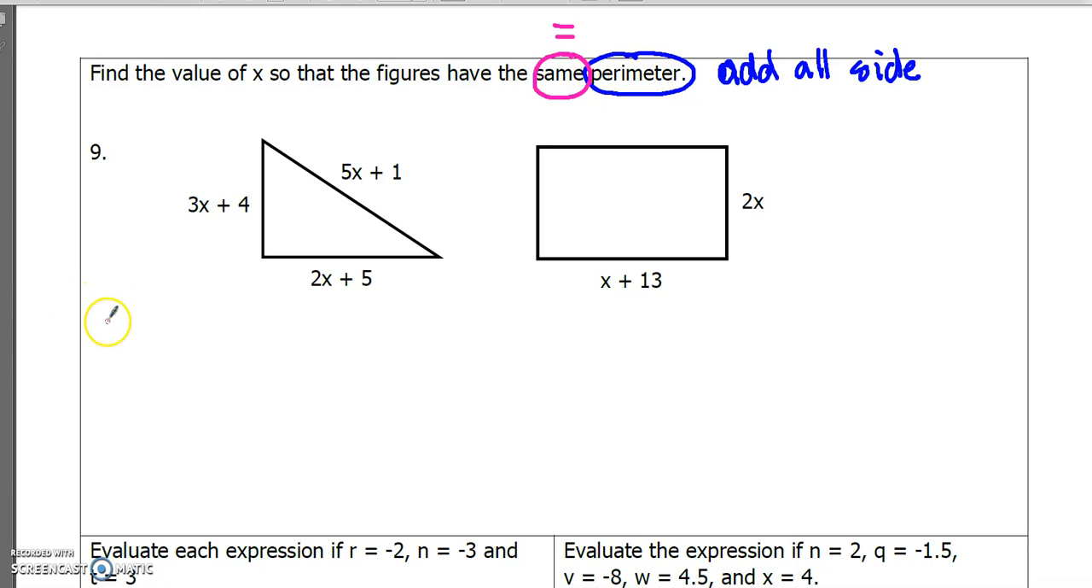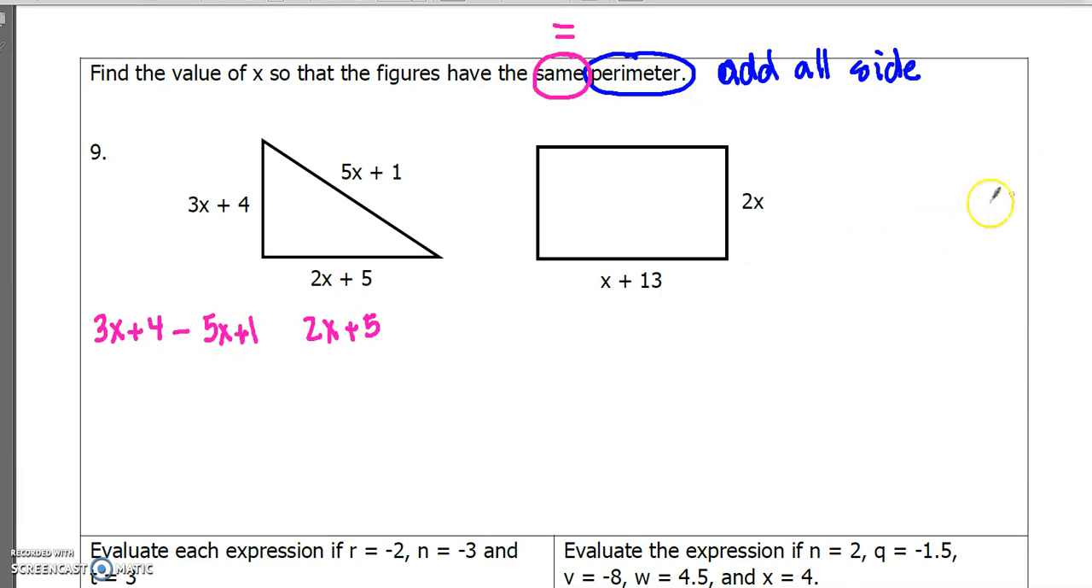So if I'm adding my sides for my triangle, I have 3x plus 4. I have 5x plus 1, and I have 2x plus 5. And I want to add those, so I'm just going to put a plus sign.